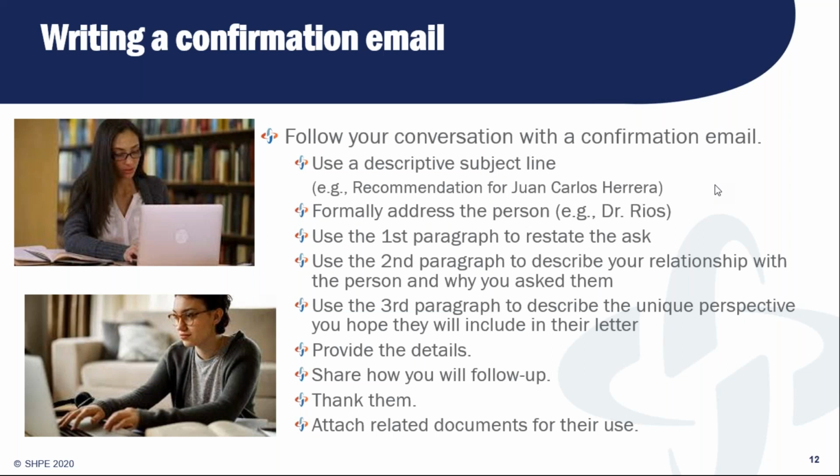You want to use the second paragraph to remind them which classes you've taken from them and why you asked them to write the letter. You want to use the third paragraph to describe the perspective that you're hoping they'll include in their letter, because chances are if you had to choose 2 or 3 or 4 people to write letters, you chose them purposefully to address the various parts of the criteria for the award. And you want to make sure that they understand what perspective you're hoping that they'll bring.